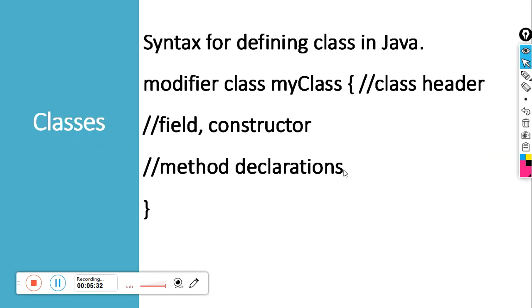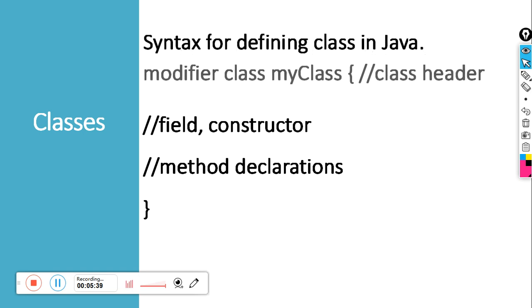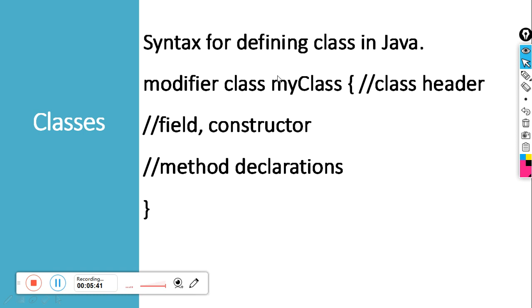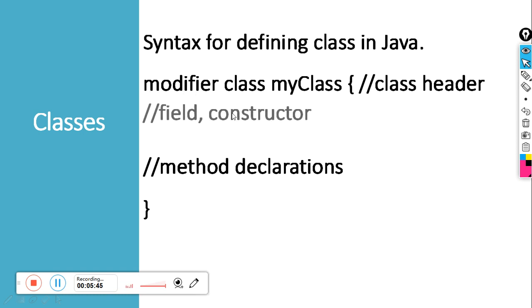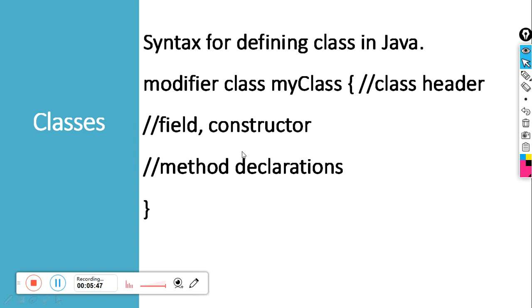Now let us have a syntax for classes in Java. You need to have a modifier, and next to that we are going to use the keyword class, and next to that the name of the class. Then an opening curly bracket. Then comes a collection of fields, constructors, and next to that you are going to have method declarations, and it ends with a closing curly bracket.